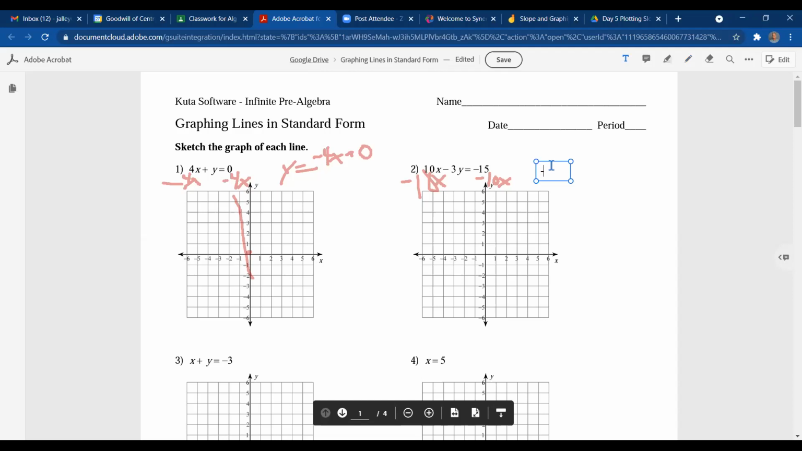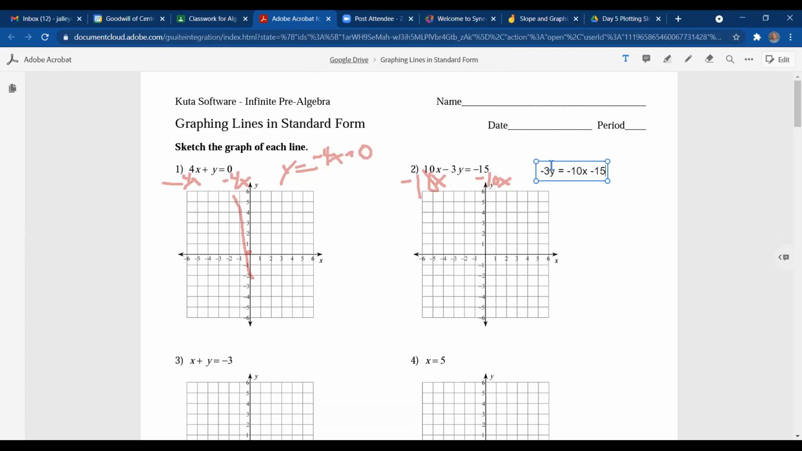So then I end up with negative 3y equals negative 10x minus 15. And when I'm doing the conversion, I always put the x term right after the equal sign, because that's the way it is in slope intercept. Y equals mx plus b. So I want my x term where the mx normally goes.